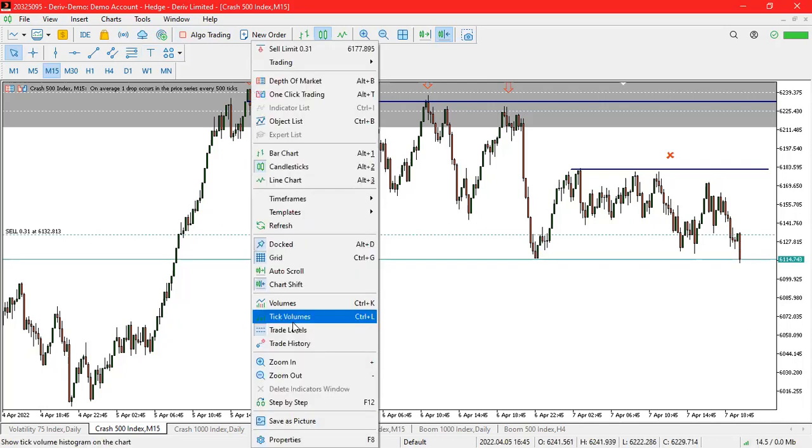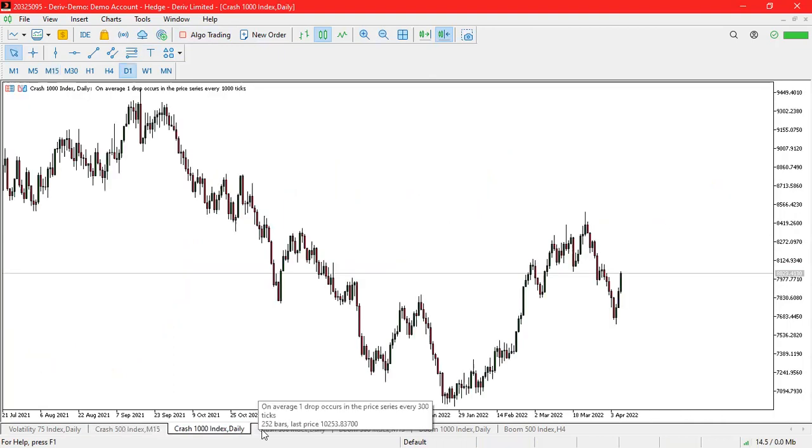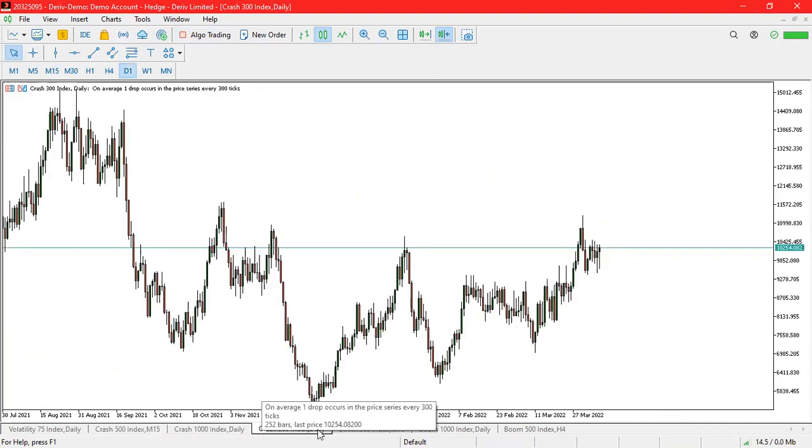Then let's go to another crash, and we study how it will react. So let's go to maybe, okay, this is Crash 300. This is Crash 300. So now let's analyze this one and also catch some spikes.